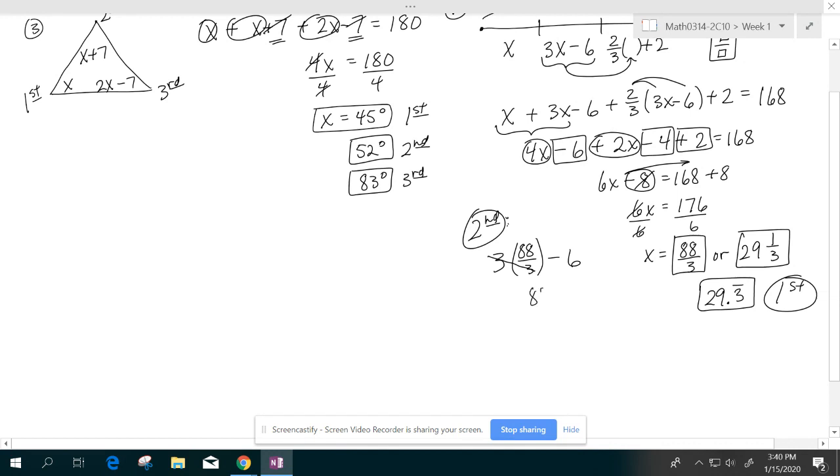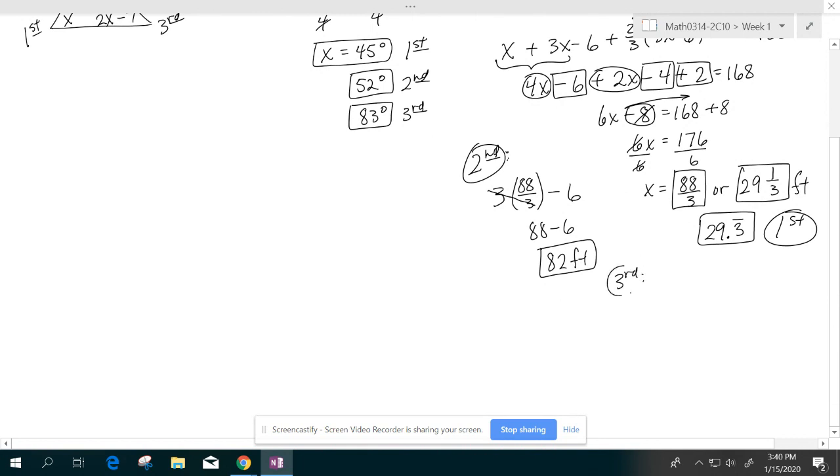And so 88 minus 6, and that is definitely longer than 29 1/3 feet. So at this point, now the second piece looks to be the longest. But I'm going to have to find the third piece just to make sure that it's not the longest.